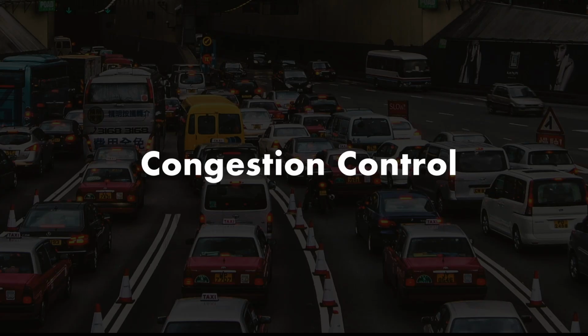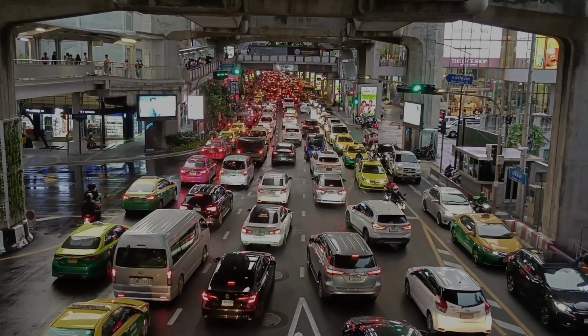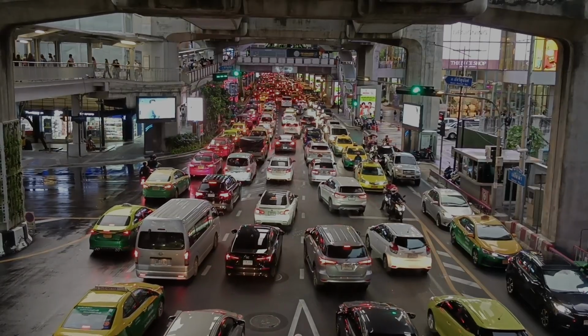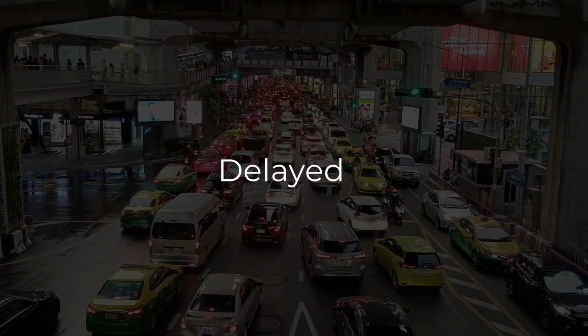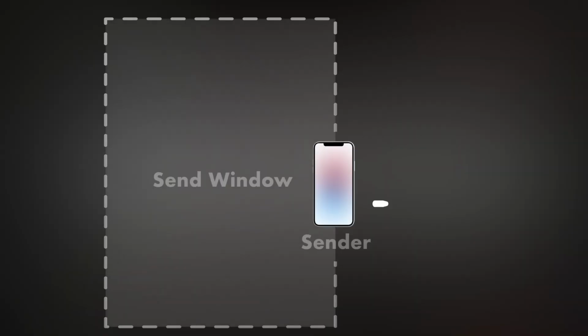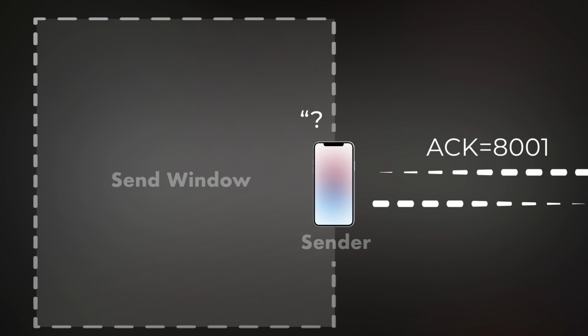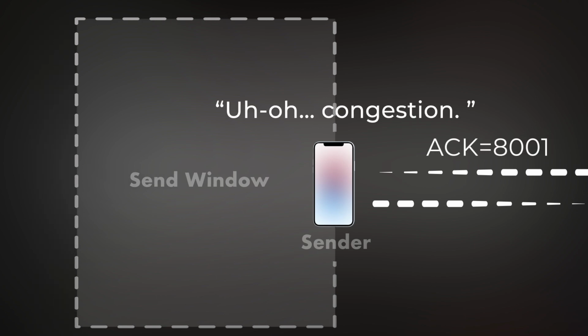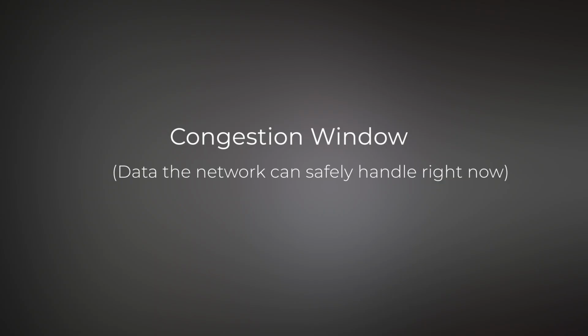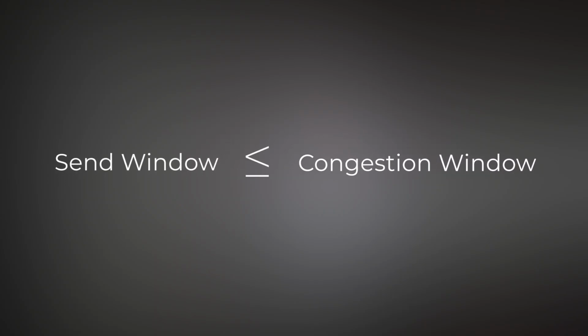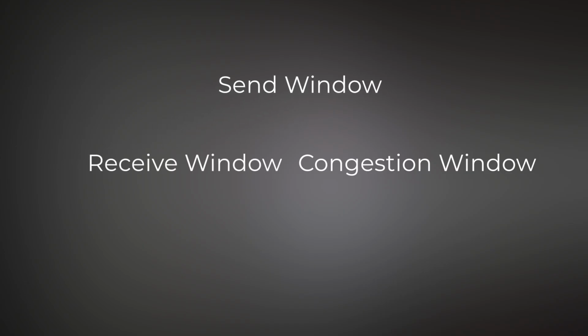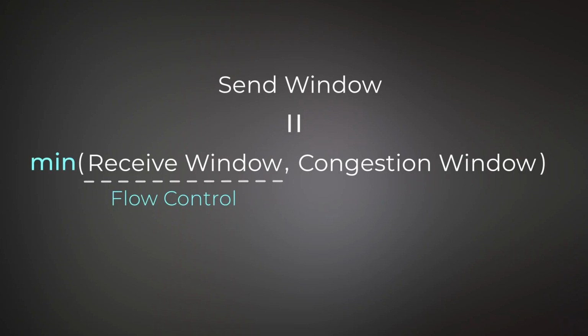Now, let's move on to congestion control. Just like highways, if too many packets arrive at once, congestion happens. That can lead to packets being delayed, lost, or corrupted. The sender observes how ACK numbers progress to estimate the current network condition and calculates how much data the network can safely handle at that moment. This value is known as the congestion window. To avoid overloading the network, the send window must also be no larger than the congestion window. In short, the send window is always limited by both the receive window and the congestion window, taking the smaller of the two. That's how flow control and congestion control work together in TCP.